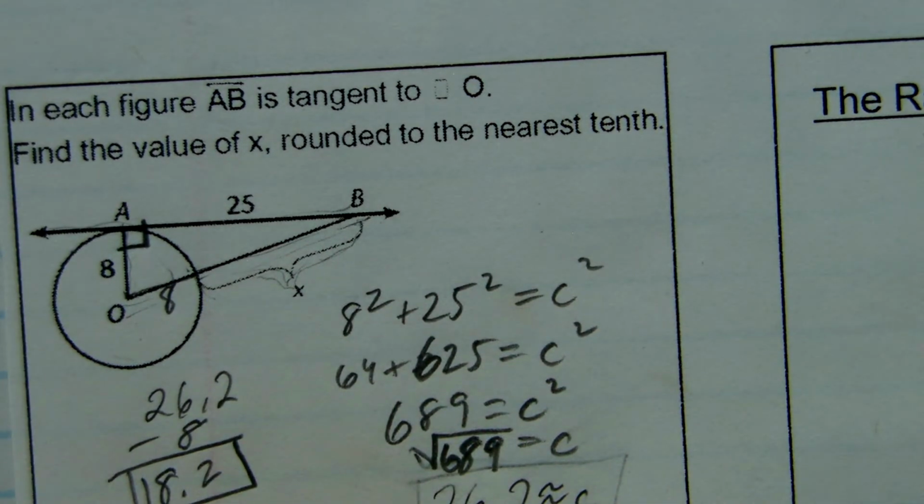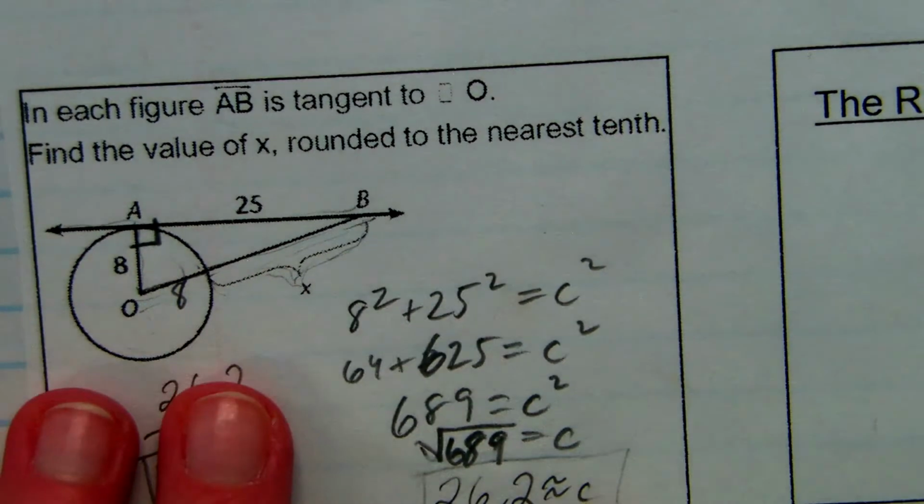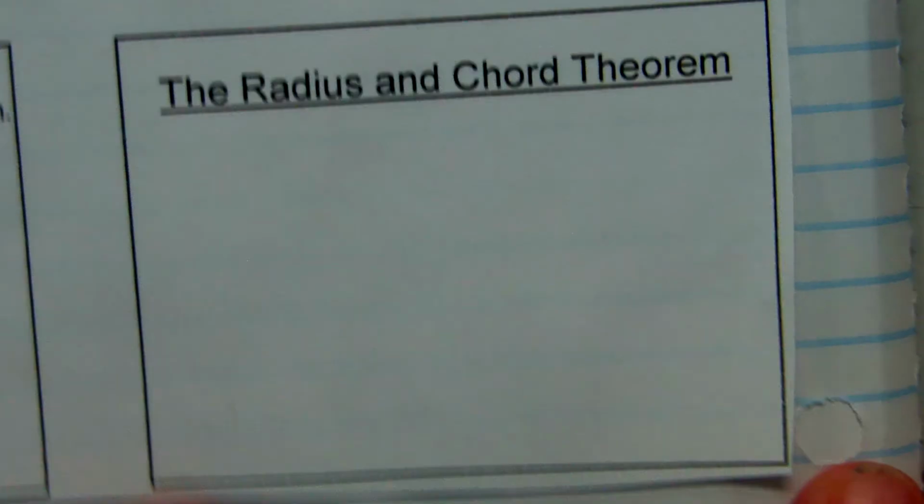All right. So that's the tangent theorem. It's really not super exciting. It uses the Pythagorean theorem. And I'm going to give you another theorem that uses the Pythagorean theorem today because I just figured we'd cover all of that in one lesson. And that's called the Radius-Chord Theorem.